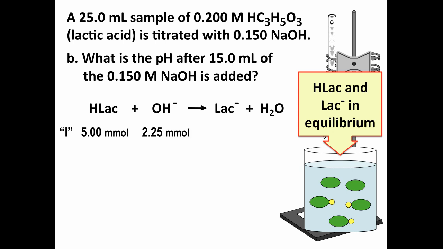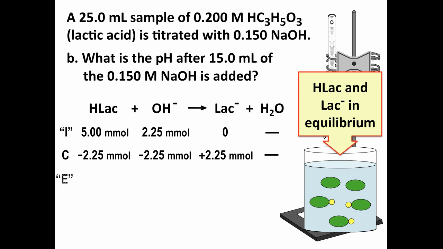And we can still do our ice table, but note these are not equilibrium amounts necessarily. These are starting amounts. 5 millimoles of lactic acid, 2.25 millimoles of hydroxide from the sodium hydroxide. And what we'll do is we'll pretend they haven't reacted yet. So no lactate has been formed, and then water, of course, doesn't show up in our calculations. Now the change, the hydroxide will all be used up, so that will decrease by 2.25 millimoles.